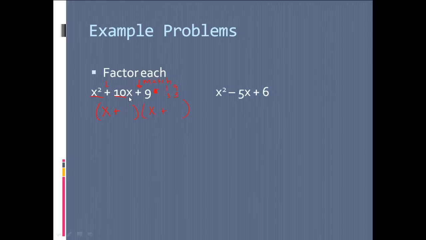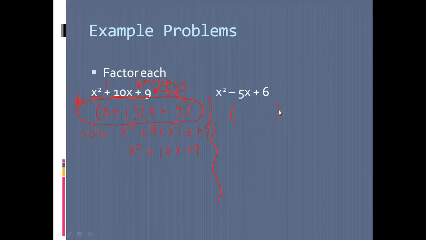I look at my 10, and I have to ask myself which set will give me a 10 when I add them together. Well, it looks like the 1 and 9 are going to work out, because 1 plus 9 gives me a 10. So now I check it by foiling. So I'm going to have x squared plus 9x plus 1x plus 9. And I get x squared plus 10x plus 9. And you want to compare, does that match exactly what we started with? Since it does, that means we got it on our first try here. So when we factored, it turned out to be x plus 1 and x plus 9.